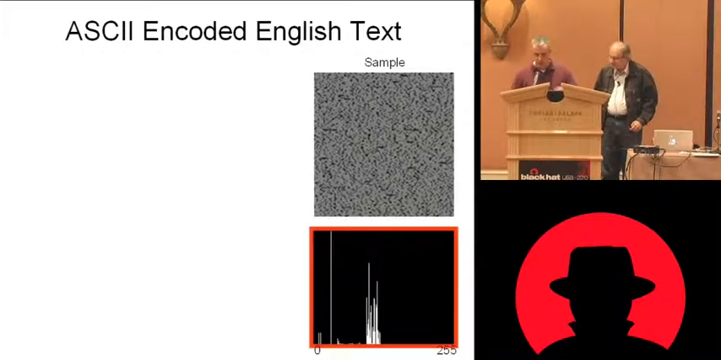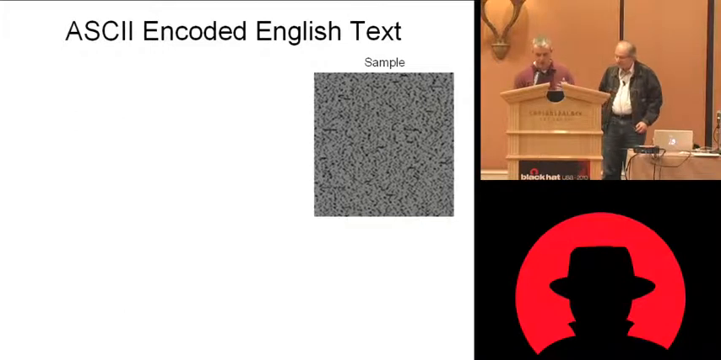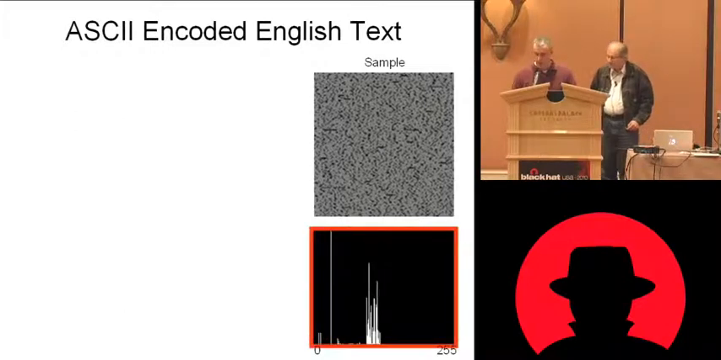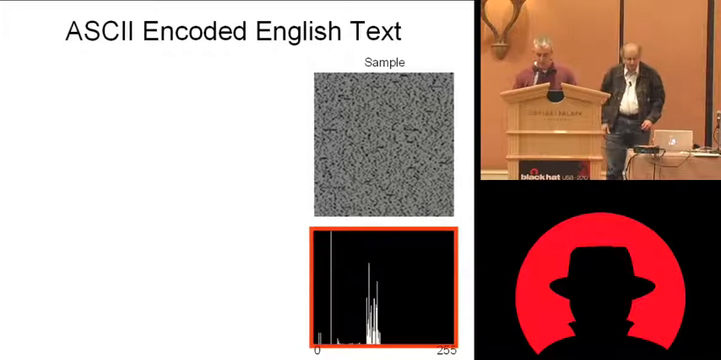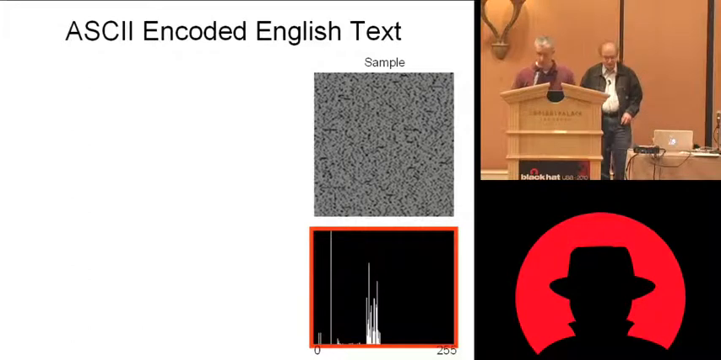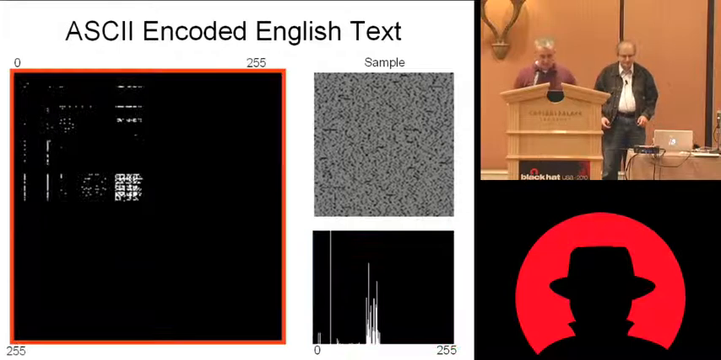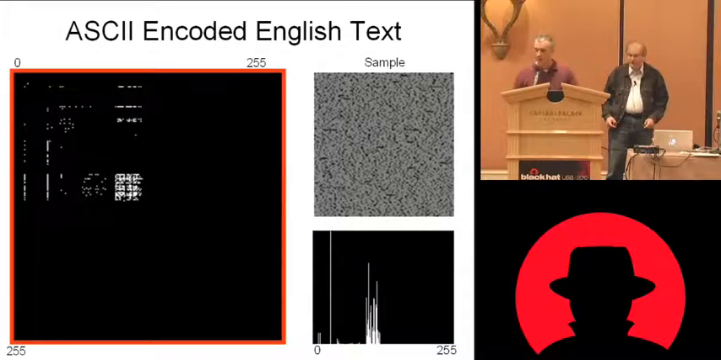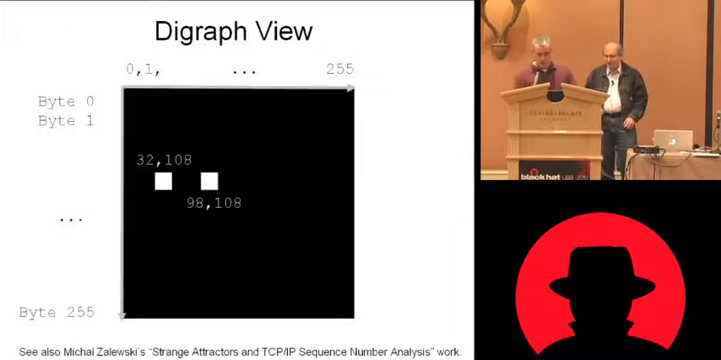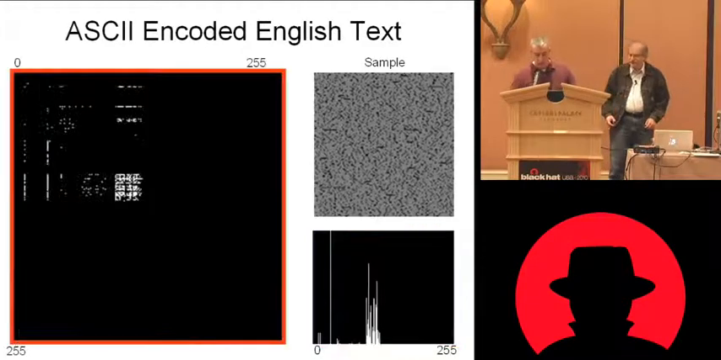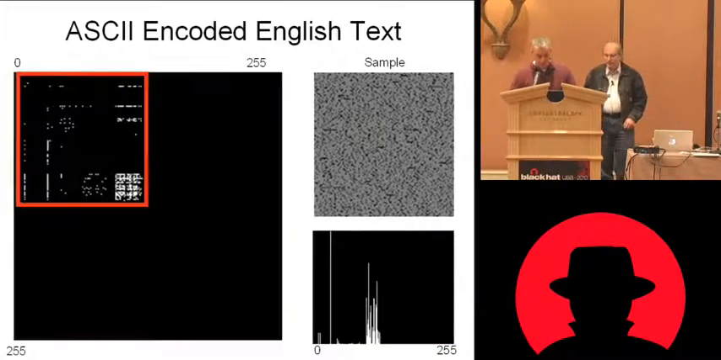The top right is just a picture of it. That's the histogram, and you can see the large values near the middle. That's the lowercase characters. The long vertical line reaching all the way to the top is the space character. We started off with text because I think everybody can get their head around that pretty readily. And then this is the digraph plot. This is what ASCII text looks like.